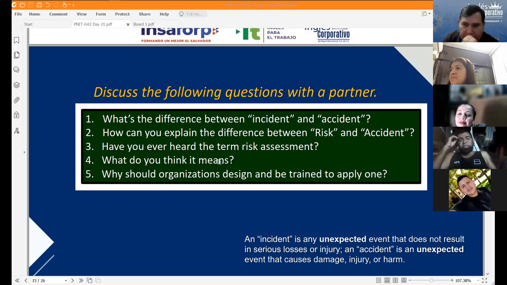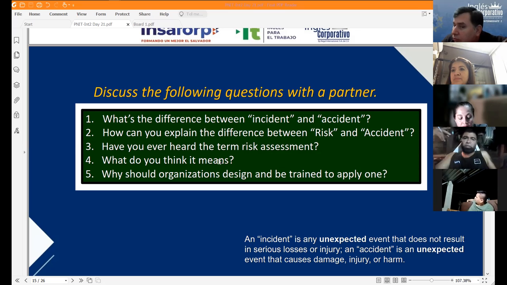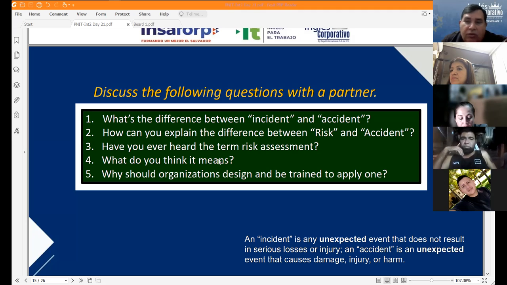Risk, I think, is identifying the different risks in different areas or departments: a hot surface, a cut, a cut of your finger or hands. Or an accident. It is not an intentional act.